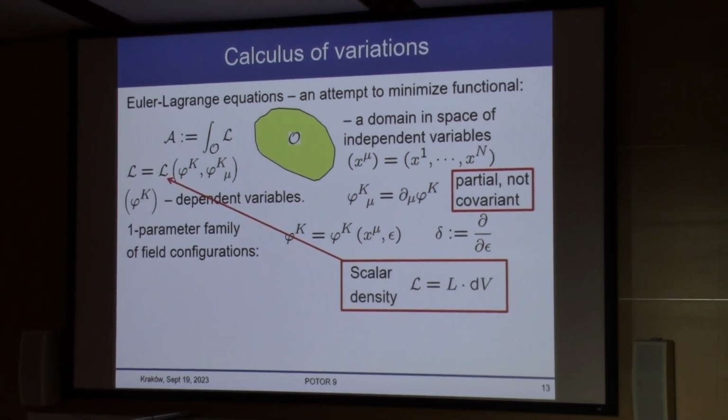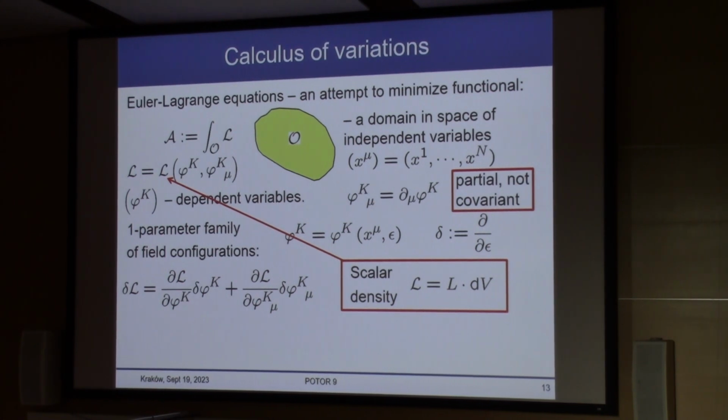Just a side remark: the Lagrangian is not a scalar. Of course, if there is a privileged measure in the space of independent variables, then we may always split it into this volume element and the scalar. However, a priori it is not a scalar, it is a scalar density.